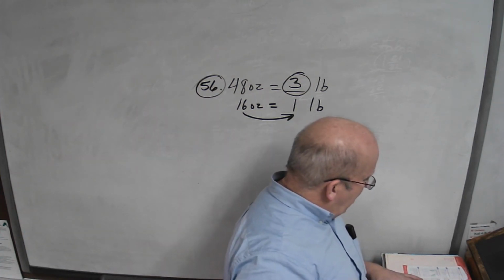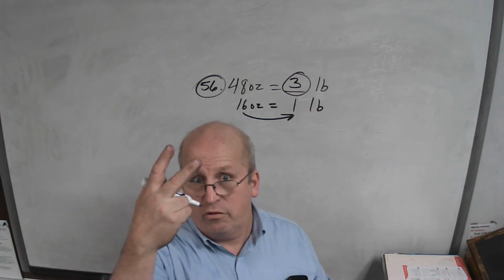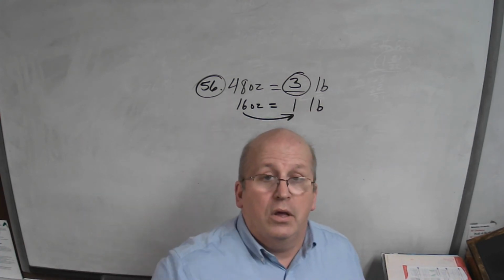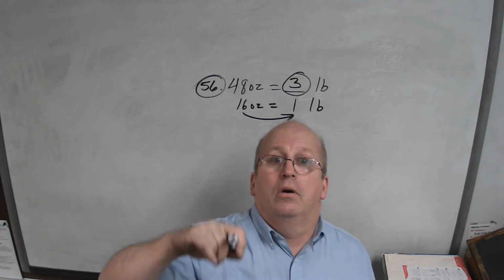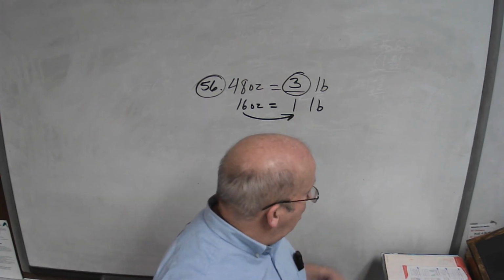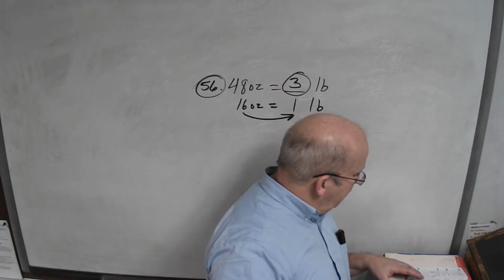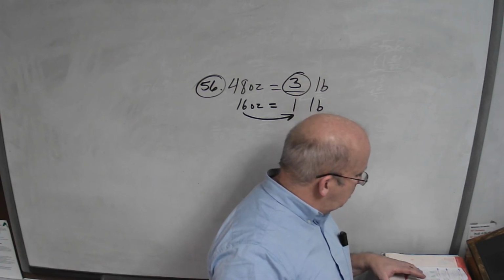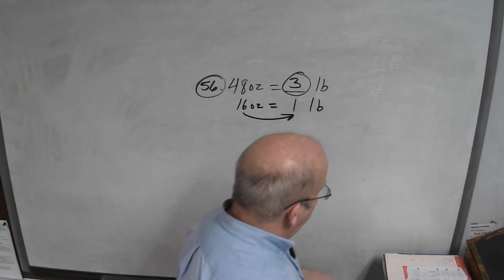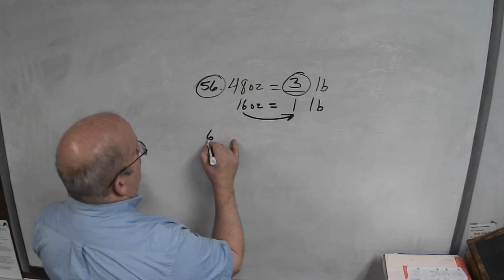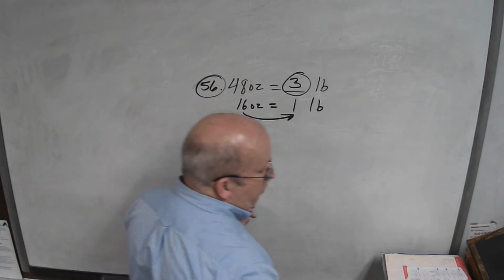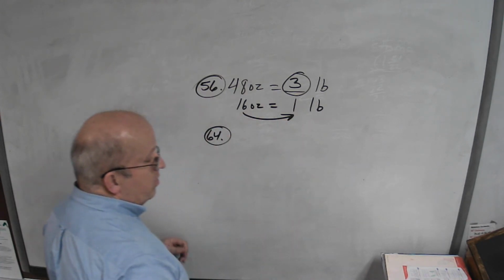62 to 65, you got 2 answers per problem. They want you to find both the perimeter and the area. I'm going to do one of them for you. I'm going to do number 64. 64 has a length of 3.2 and a width of 6.